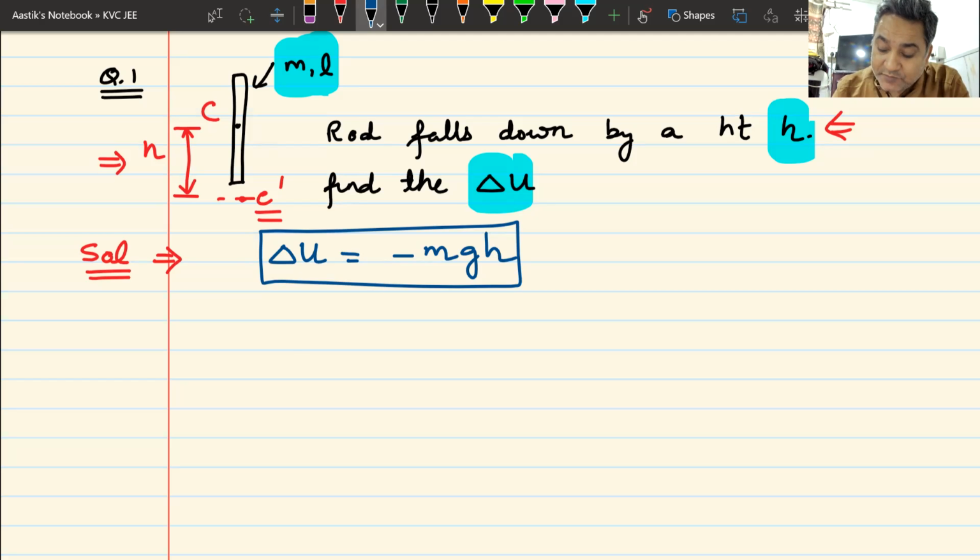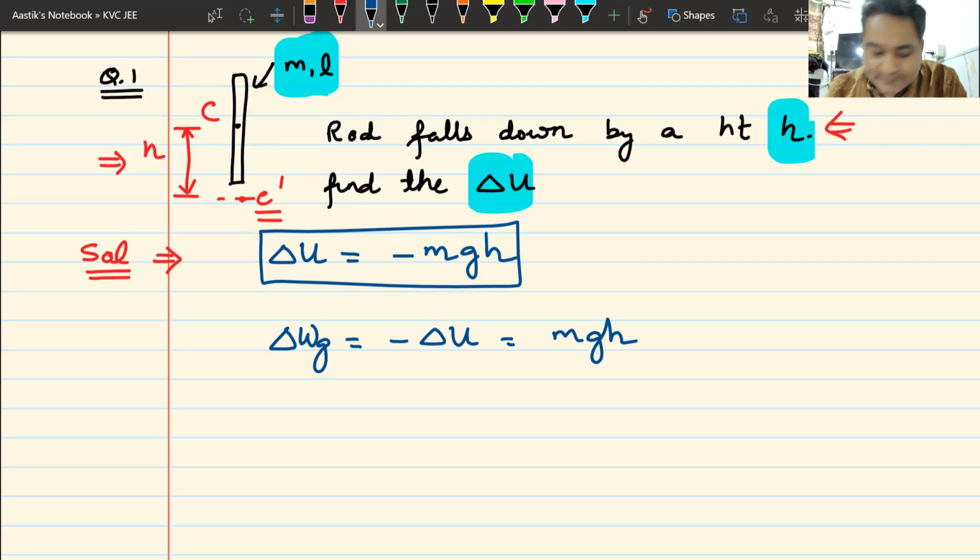The next question is, what is the work done by the gravitational force on this rod? This rod is falling because of gravitational force, because gravitational force mg is acting on it. What is the work done by that force? mgh. Yes, we know it in different ways. This work done is minus of change in potential energy, and it has fallen down by height h. Work done is mgh. Do we all understand this? Yes or no?